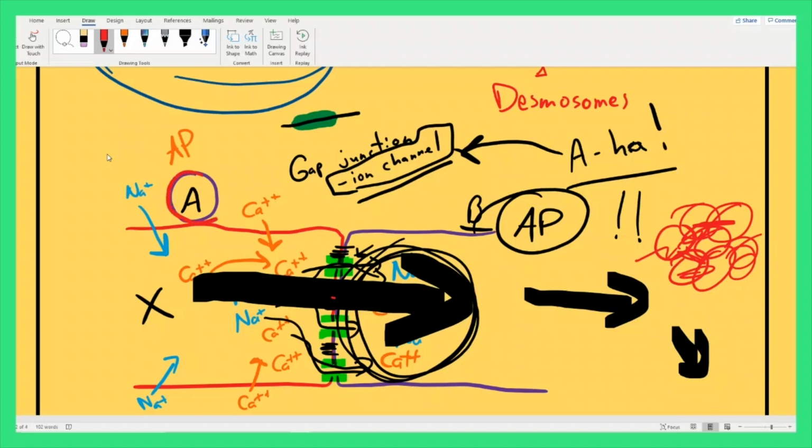So if cell A experiences an action potential, that could cause cell B to experience an action potential, C all the way to Z experience an action potential just because cell A did. Just because cell A did. These intercalated discs, these gap junctions, allow for the transmission of action potentials from cell to cell to cell in cardiac muscle. This is not the same as skeletal muscle.